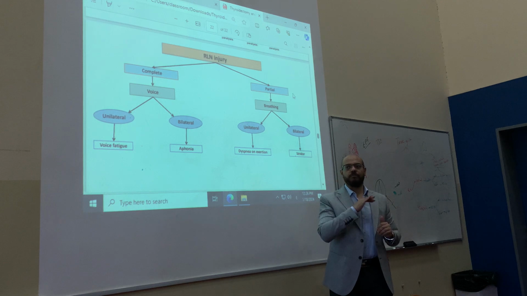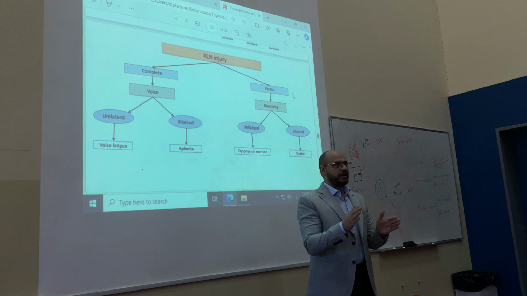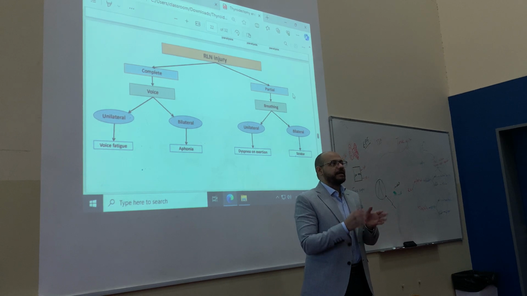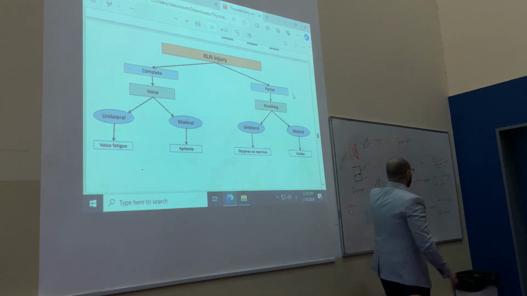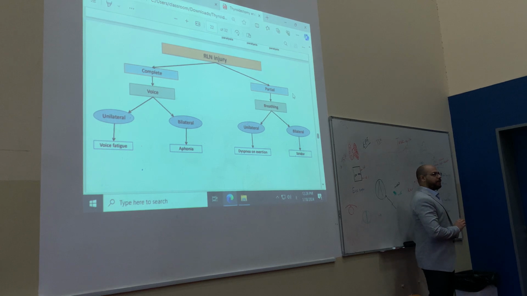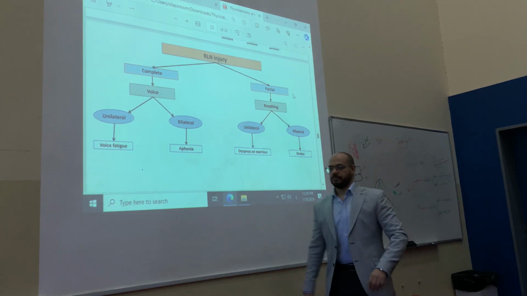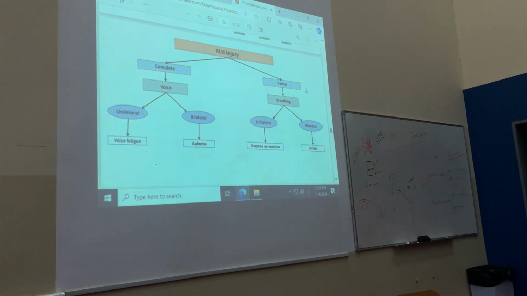And if we have complete transection of the nerve, so both adductors and abductors will be paralyzed, and so the airway will be open. It will be in immobility, and so it will affect the voice. Partial unilateral: symptoms based on exertion. Partial bilateral: stridor. Complete unilateral: hoarse voice or voice fatigue. Complete bilateral: aphonia. Any questions?